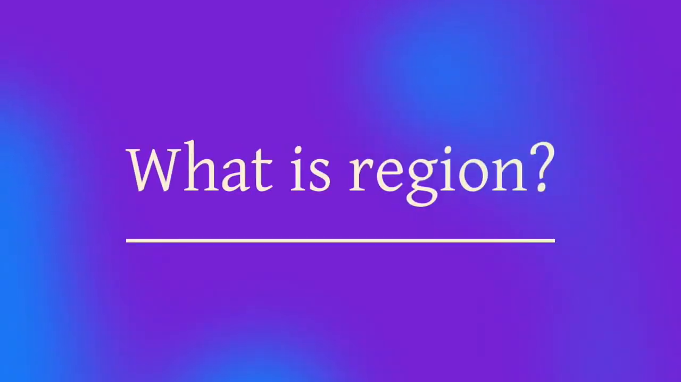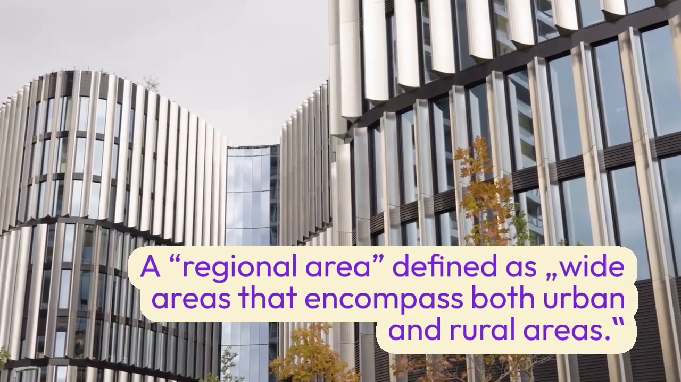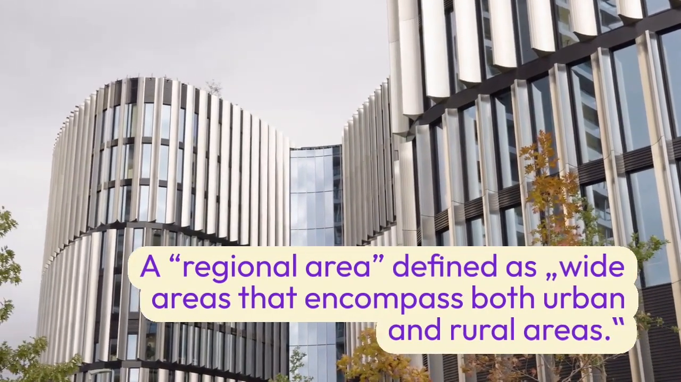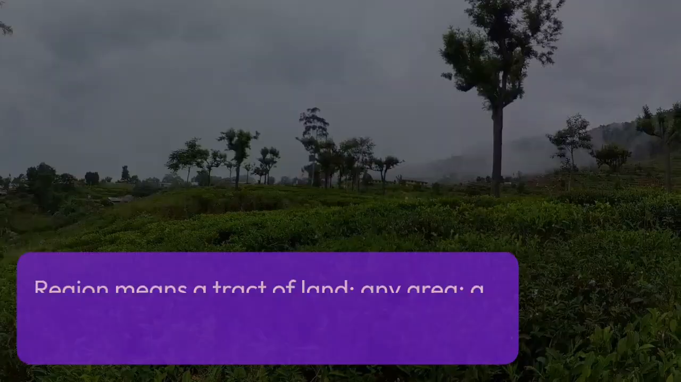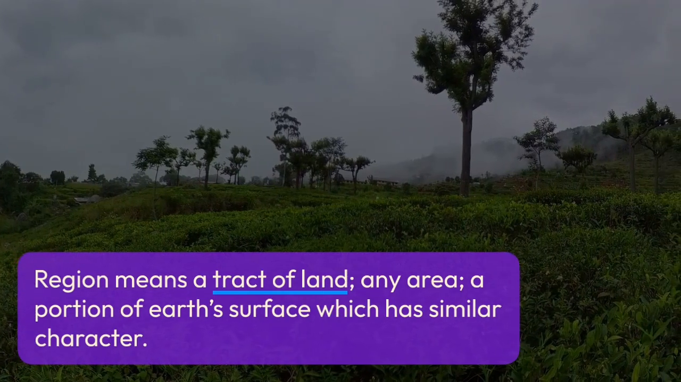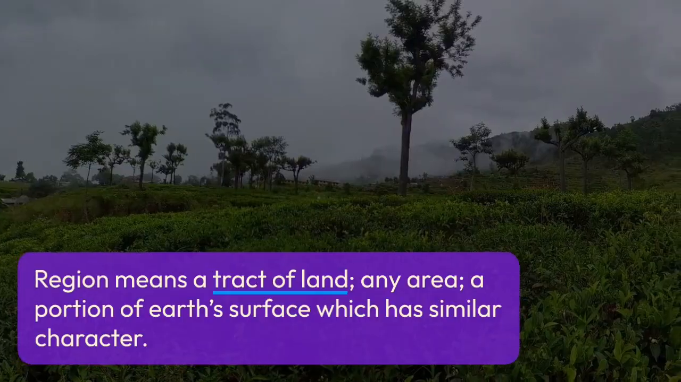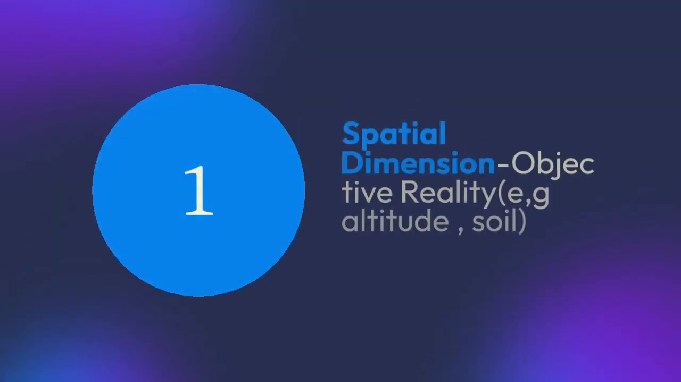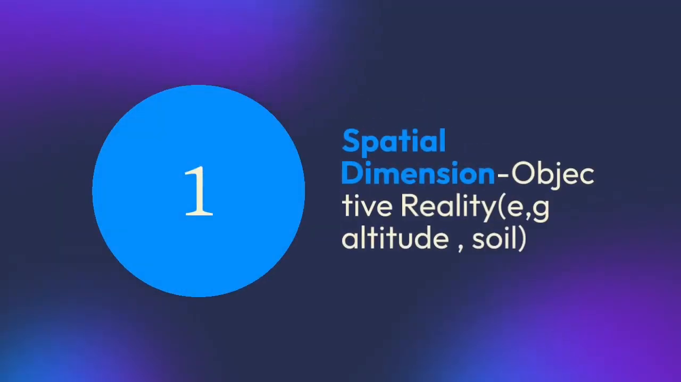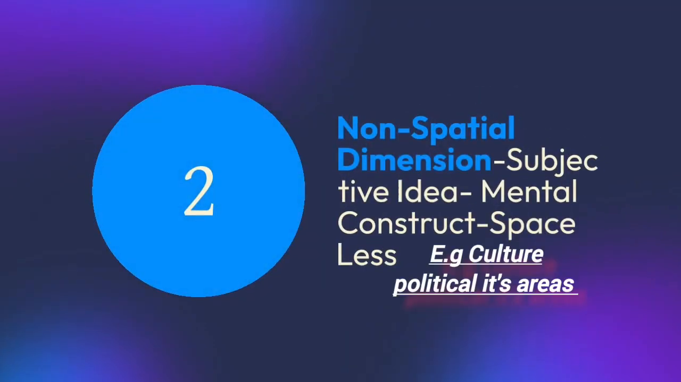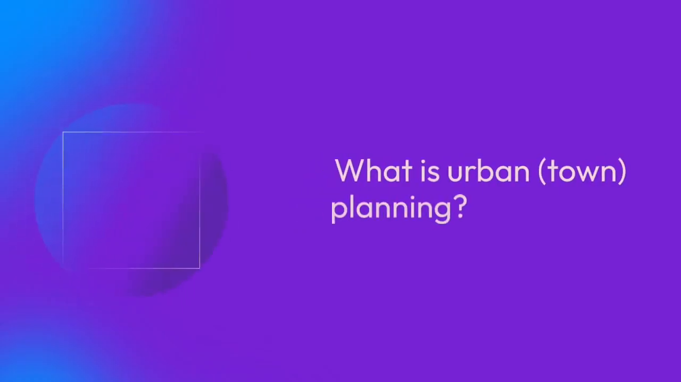What is a region? A regional area is defined as a wide area that encompasses both urban and rural areas. Region means a tract of land, any area, a portion of Earth's surface which has similar character. There are two aspects of a region: 1, spatial dimension, objective reality, e.g. altitude, soil; 2, non-spatial dimension, subjective idea, mental construct, spaceless, e.g. culture, political, etc.